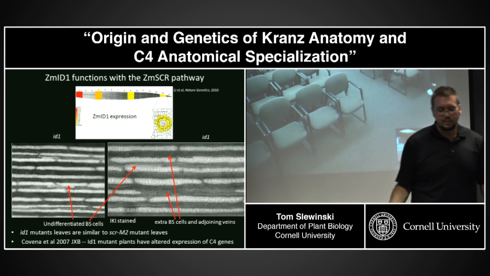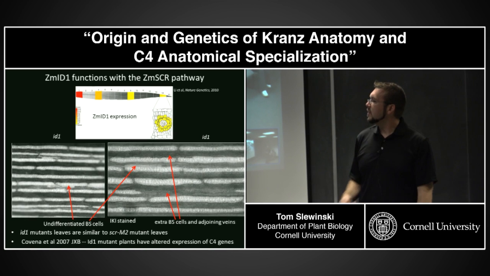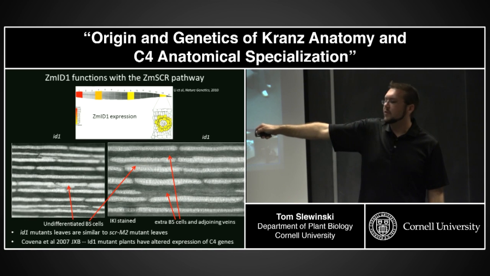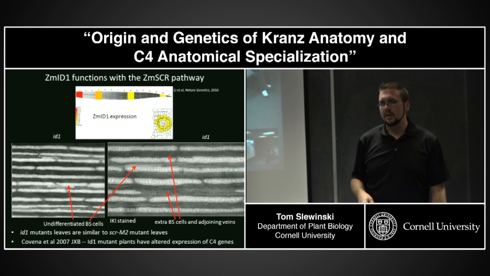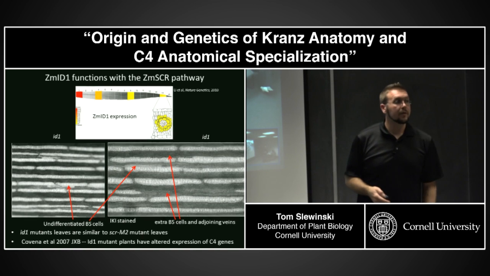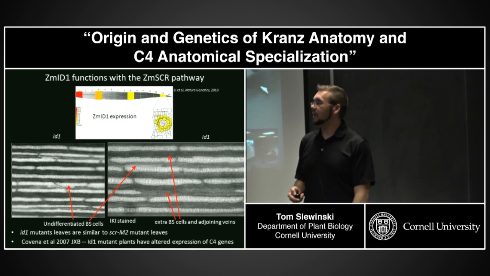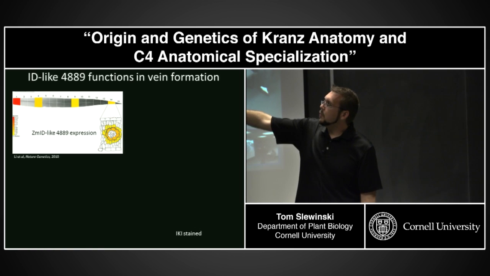And the interesting thing with this mutant is that they were looking for flowering time defects, but when they did a microarray analysis on the leaves, they found it had an altered expression of many of the C4 genes. So it appears that this is functioning in the scarecrow short root pathway as well to regulate identity of these cells. And one other one I'll show you here is ID-like 4899.